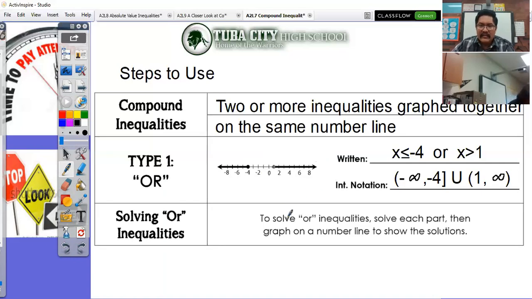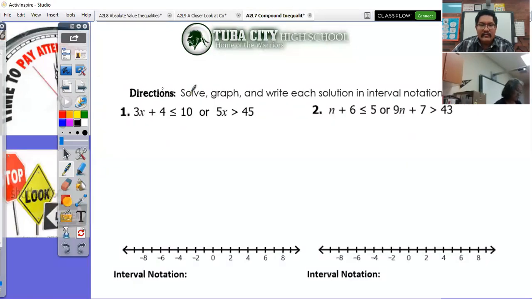So to solve the or inequalities, make sure you solve each part and then graph both of them on a number line. And then we have to show the solutions. So there you go. That's the first part. Let's go ahead and get right into working on some of these problems.